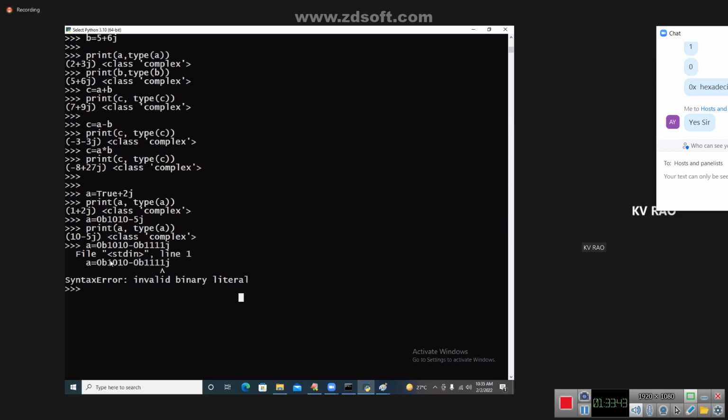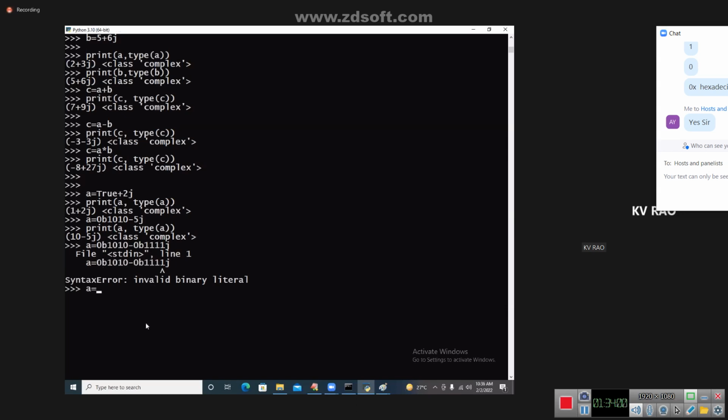That is nothing but only for the real part only, allowing this. It is not going to allow this. So invalid binary literal, it is saying 0b, this is not going to be possible. Take care of that, take care of this. It is only possible like this.